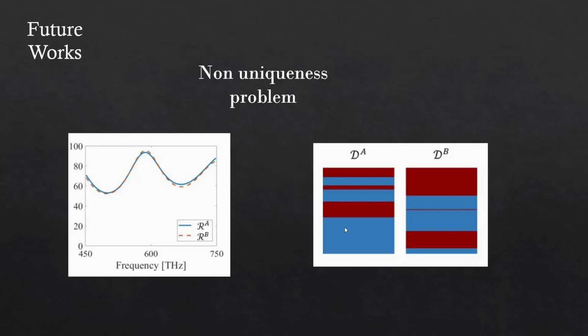But for the forward case, each structure has just one output, a spectral output. So the convergence is possible. But here, this is a problem. How can we solve it?